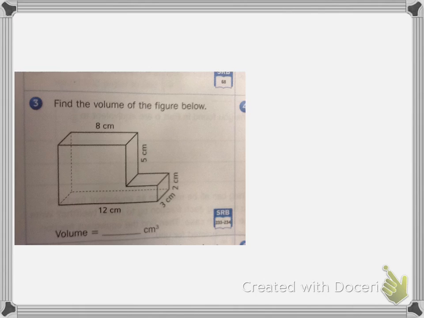Number 3 says find the volume of the figure below. So I'm going to take it and I'm going to divide it into 2 spots. So first, I have this shape right here, which is 8 by 3 by this, which is 5 plus 2, so 7. So 8 times 3 times 7.